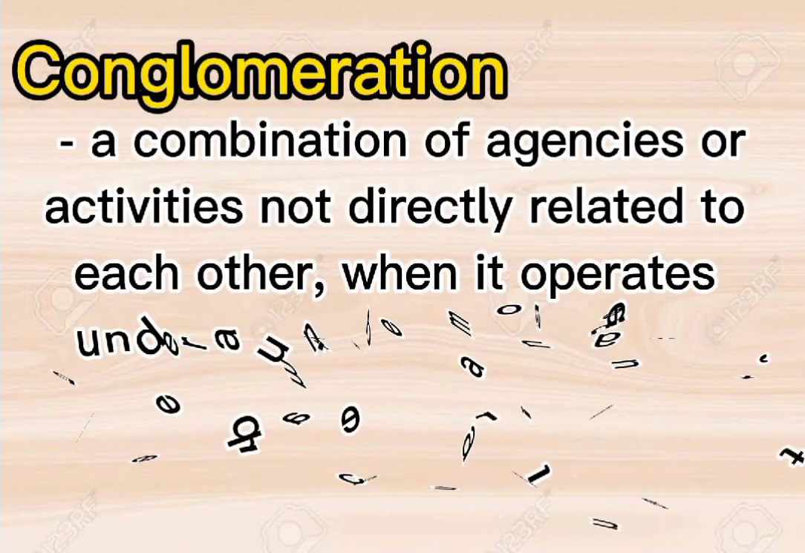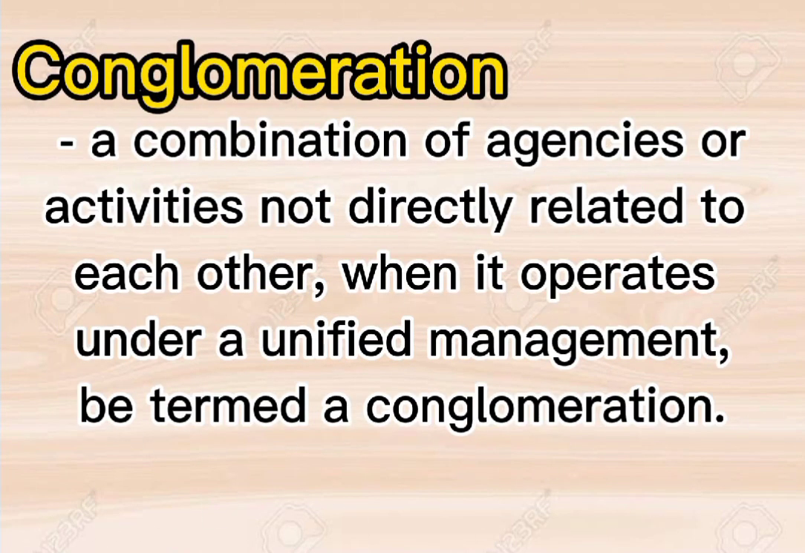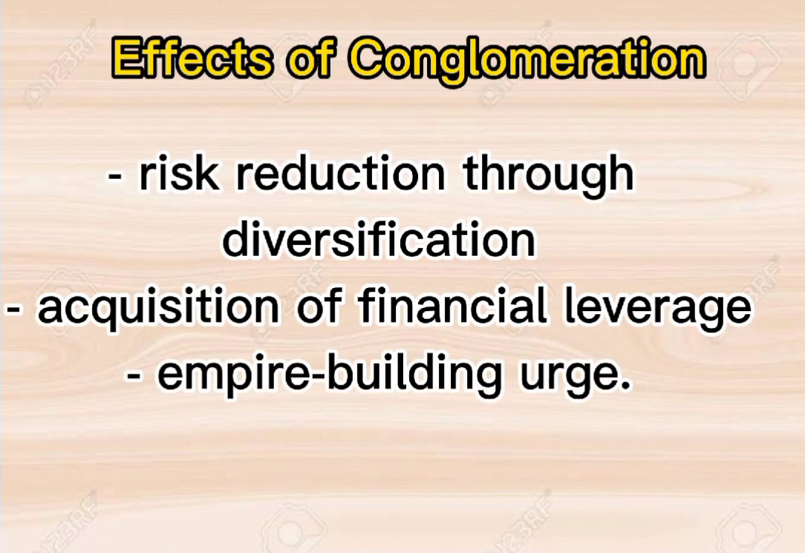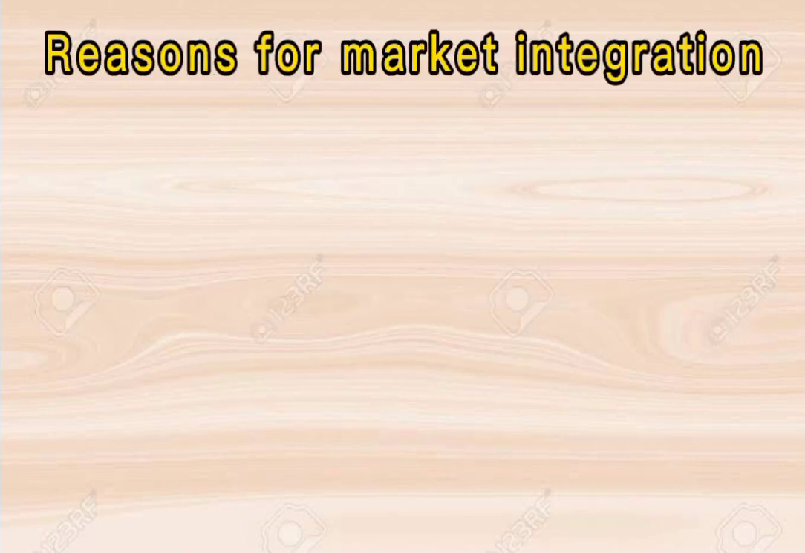And last is conglomeration. A combination of agencies or activities not directly related to each other may, when it operates under a unified management, be termed a conglomeration. And now the effects of conglomeration. First, risk reduction through diversification. Second, acquisition of financial leverage and empire building urge.